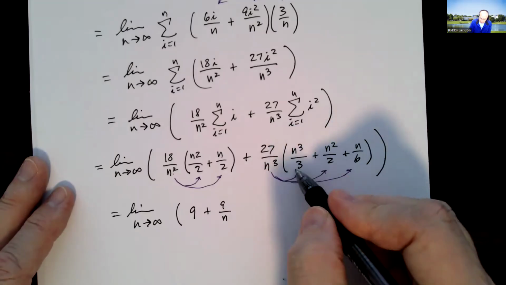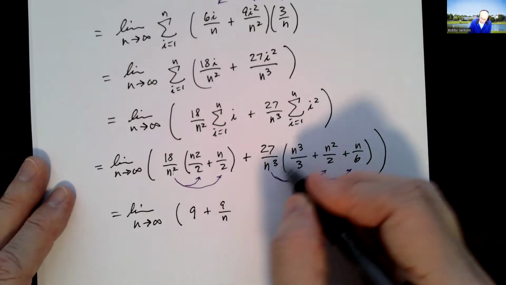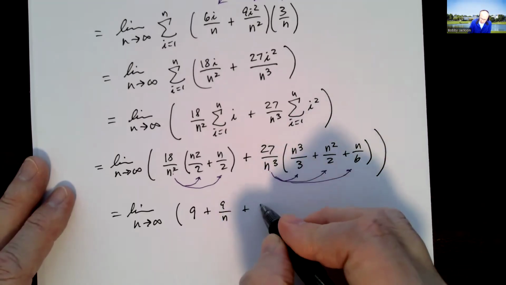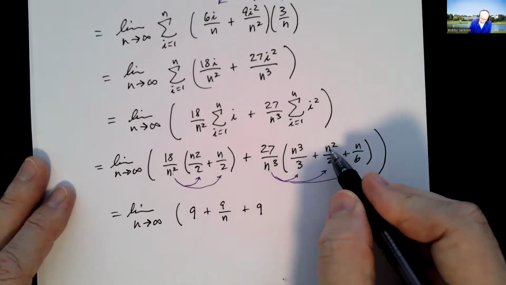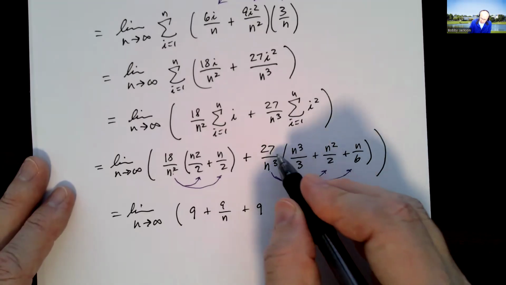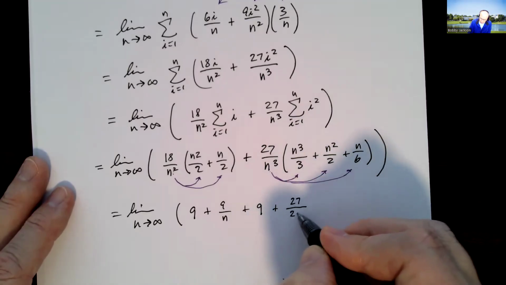Here, multiply this fraction times this one. The n cubes cancel, rather. 27 divided by 3 is 9. Here, I got an n cubed in the bottom, n squared on the top, so I'll be left with 1 n, and I get plus 27 over 2n, right?